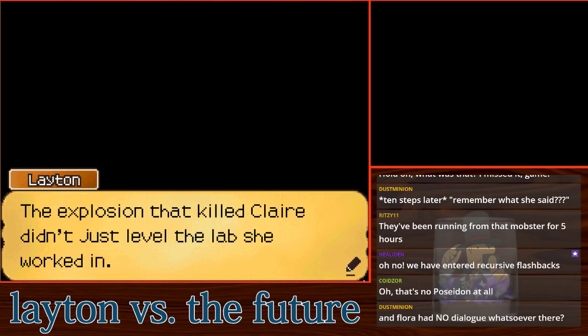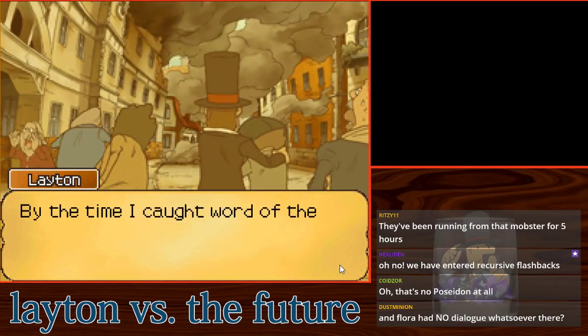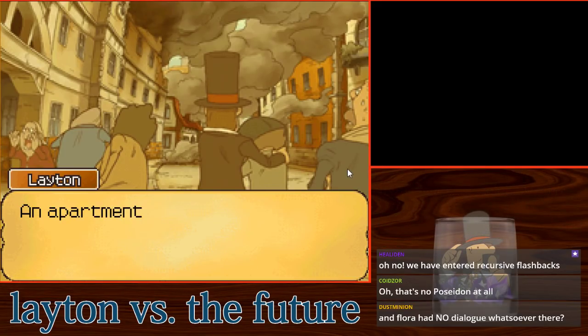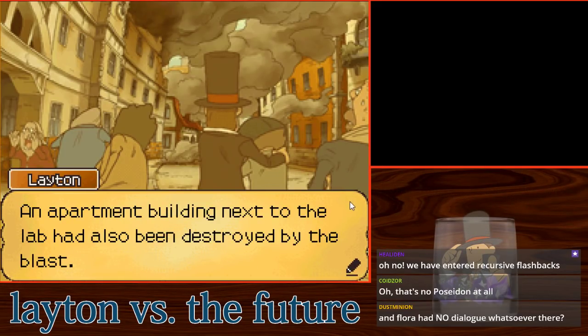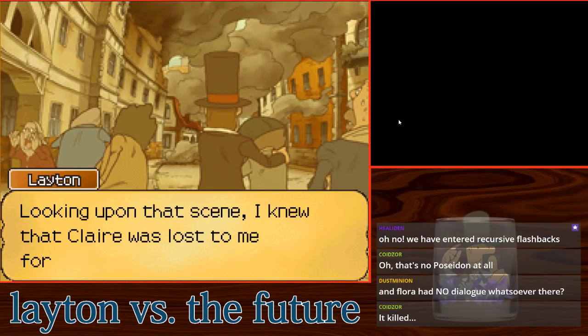Layton is going to drop a bit more information about that incident. Like that, for example. That would be good to voice act. Yeah, actually, that should have been voice acted. This stuff about the incident should be voice acted. This lab was hidden in the middle of a freaking apartment or housing district.